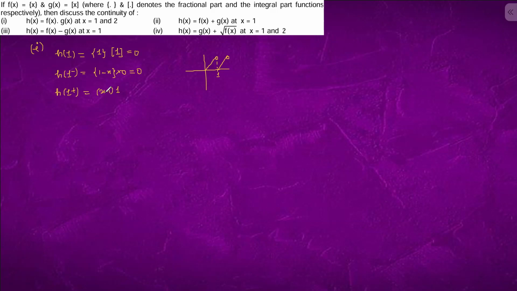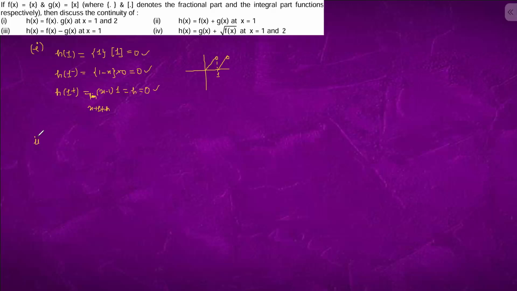So 1 plus h, put x equals 1 plus h, which is h, and that will be equal to 0. So there is continuity. All are correct. This is the limit as x tends to 1 plus h.